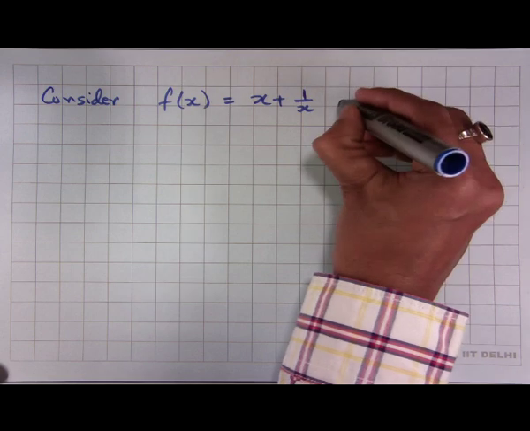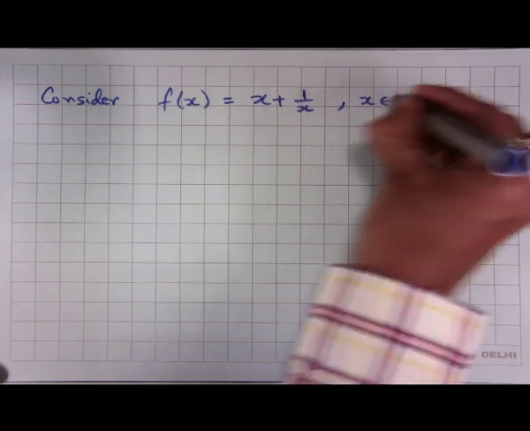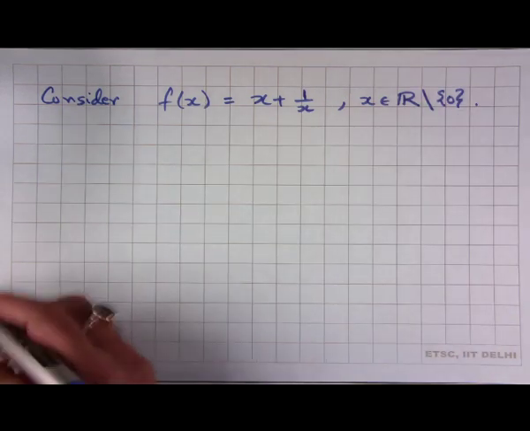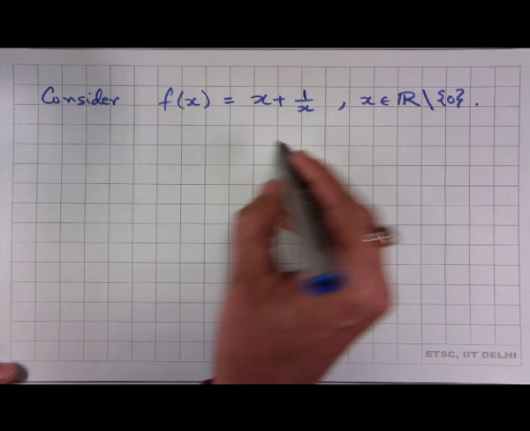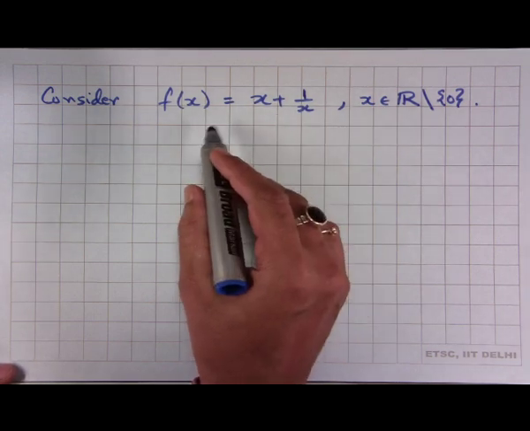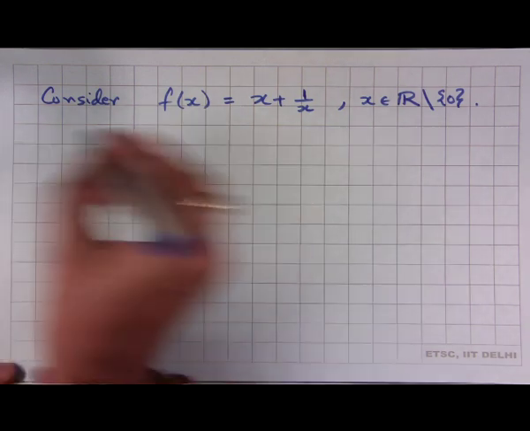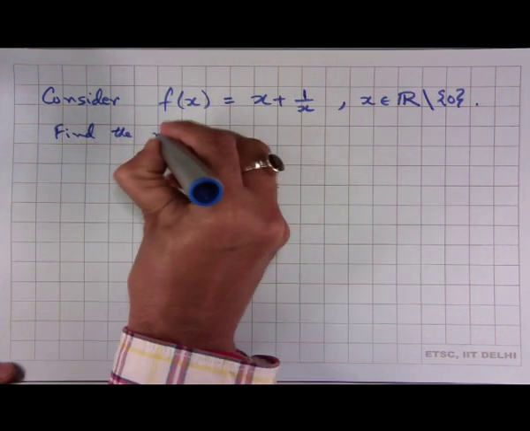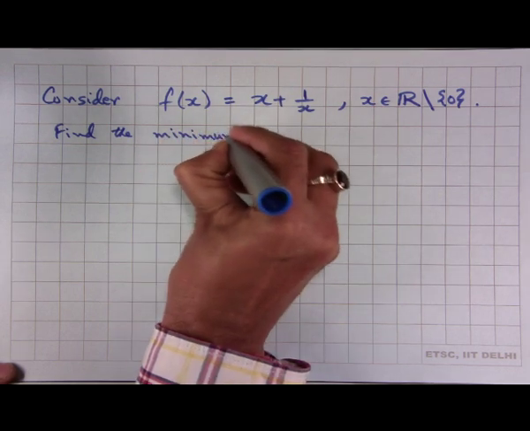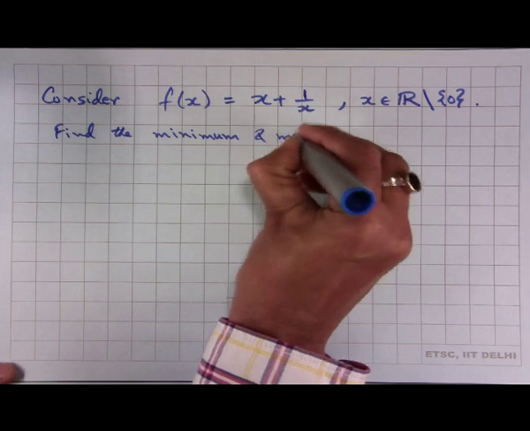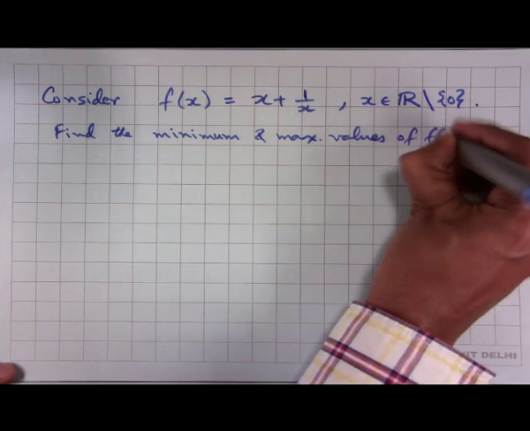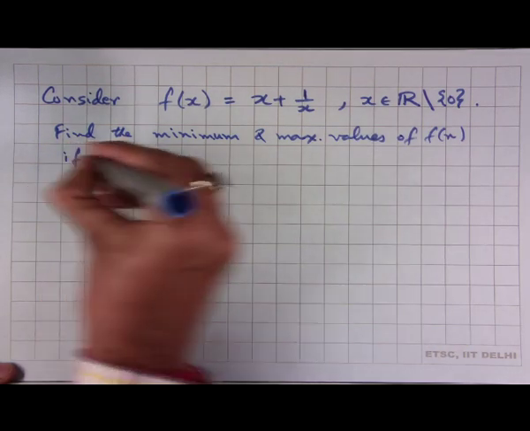Now, consider another example. Suppose I define f of x equal to x plus 1 by x for x belonging to r minus 0. So, this function f of x is x plus 1 by x. This is not defined at 0, but it is defined everywhere else. Now, the question is find the minimum and maximum value of f of x if they exist.